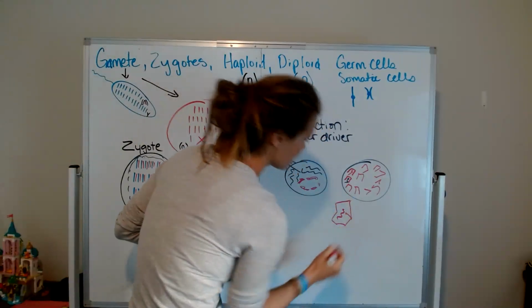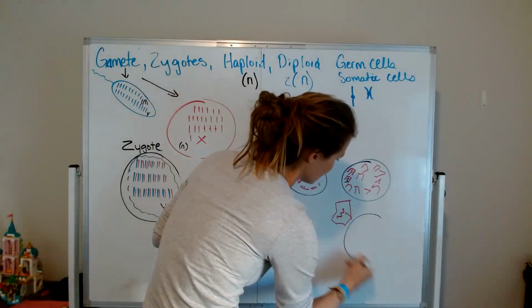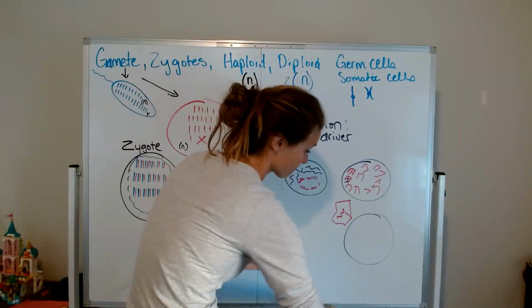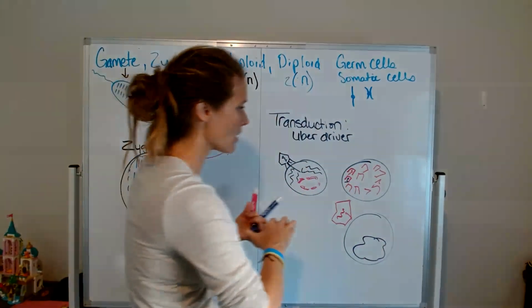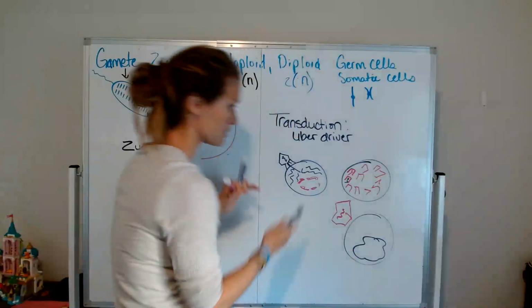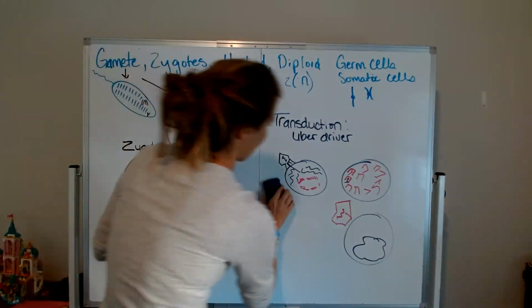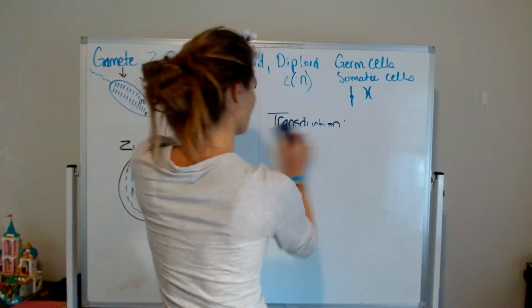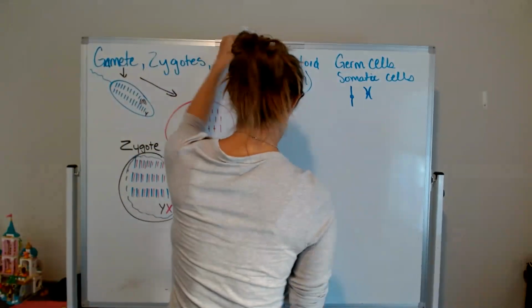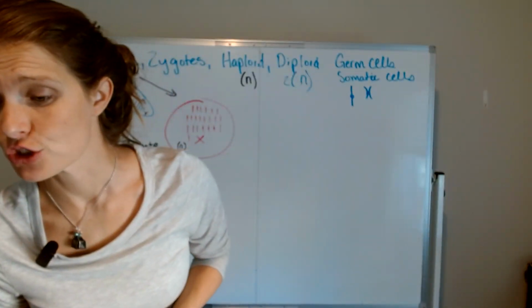But it has this bacterial information, and it can go stick it into another bacteria with different information. And so it's passing on that information. So this just happens over and over again. Okay? The next one, so that's transduction. The next one is transformation.